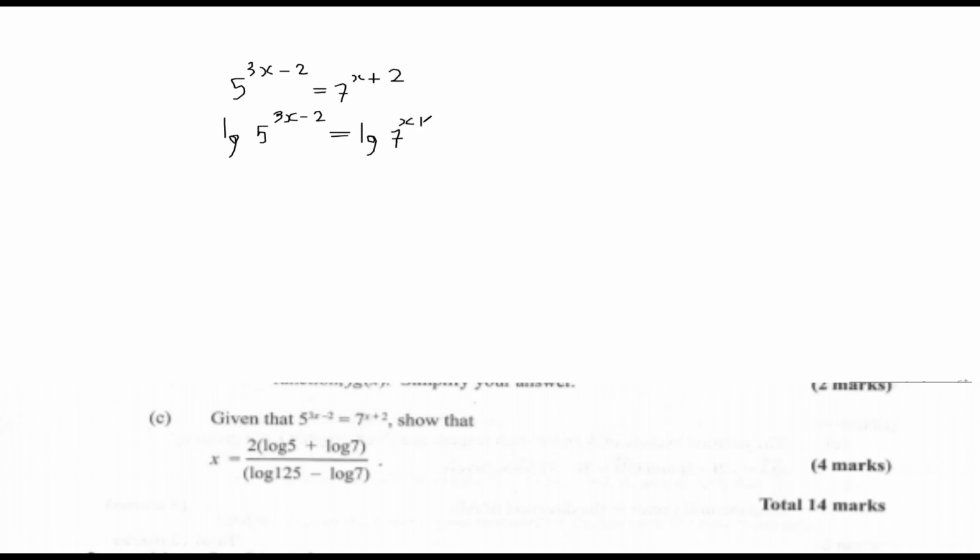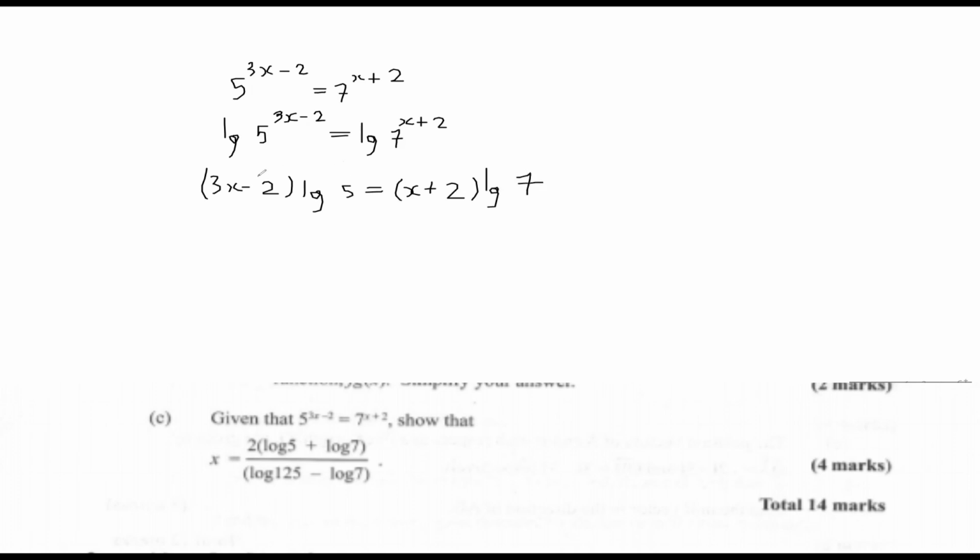That's all. Now if these are equal, what can we do? Bring down the power now. So that means 3x minus 2 times the log of 5 is equal to x plus 2 times the log of 7. Nice and easy.